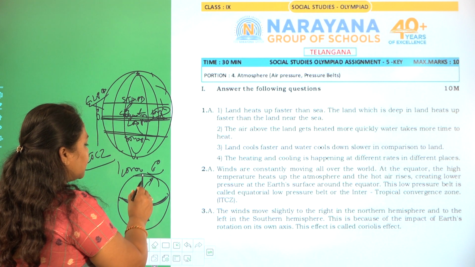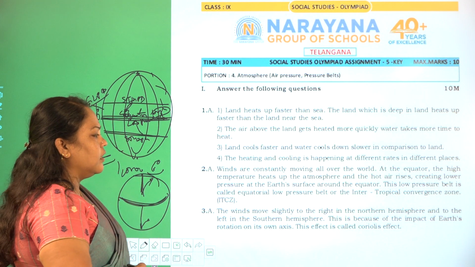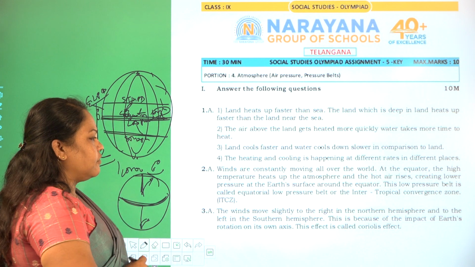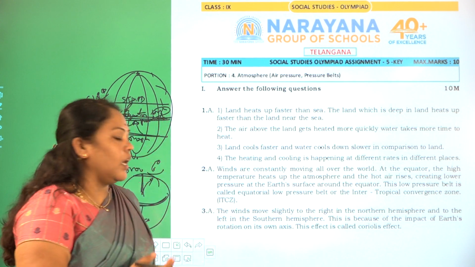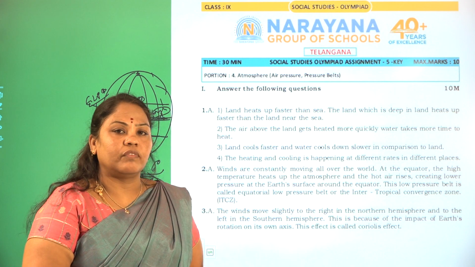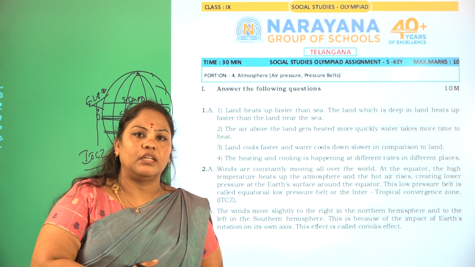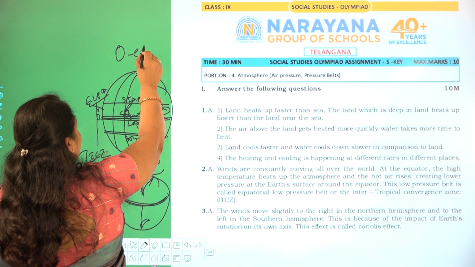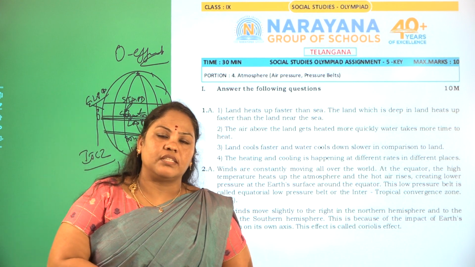The winds deflect to the right in the northern hemisphere and to the left in the southern hemisphere. This is because of the impact of the Earth's rotation on its own axis. This effect is called the Coriolis effect. This is all about today's assignment, children.